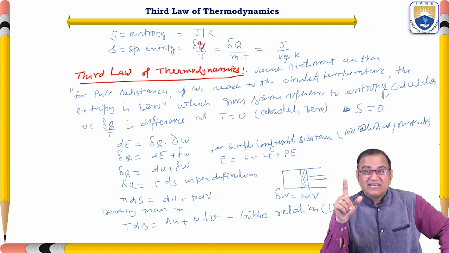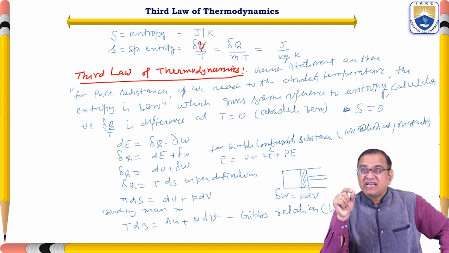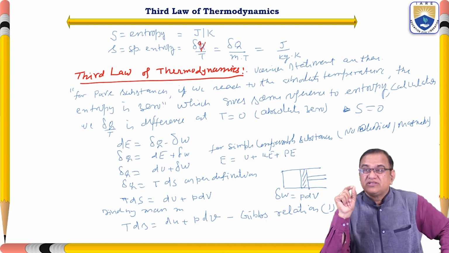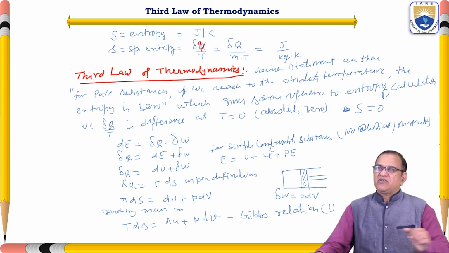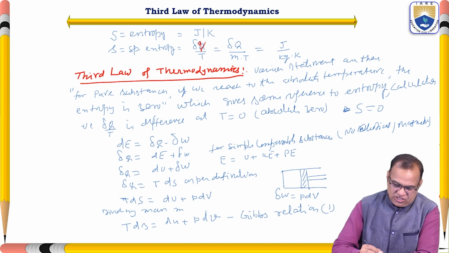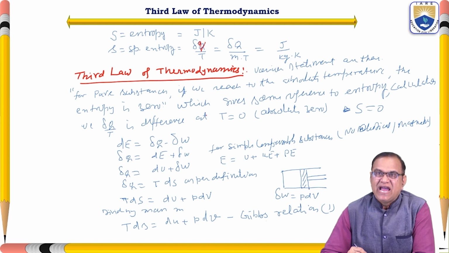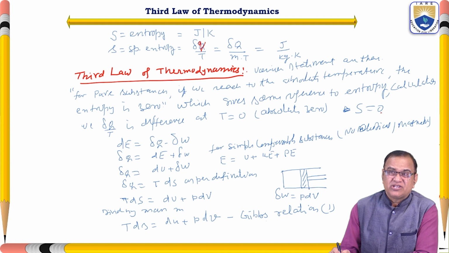But the third law says that when we reach absolute zero temperature, the entropy of the system for a pure substance or pure crystal will be zero, which gives some reference for entropy calculations. We know that del Q by T is a difference, and at T equal to 0, there is absolute 0. In that case, delta S will be 0. This is from the third law.